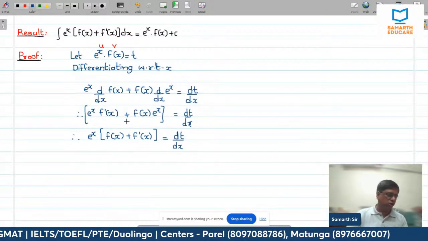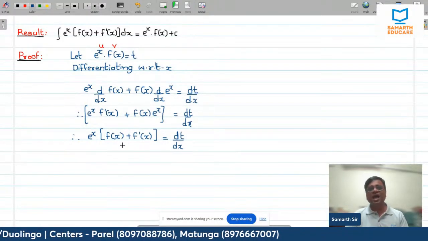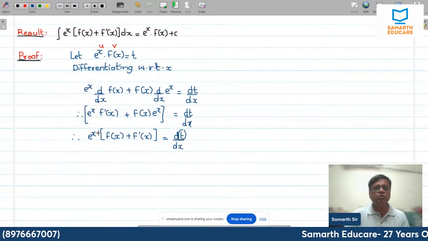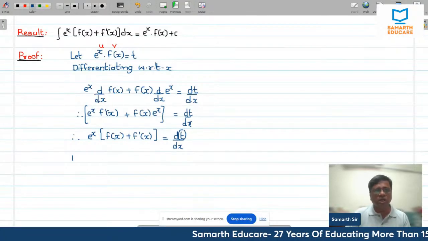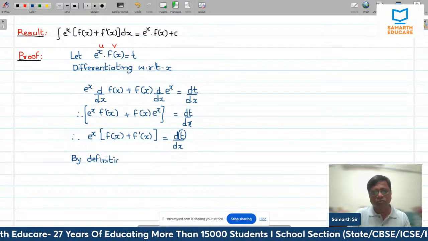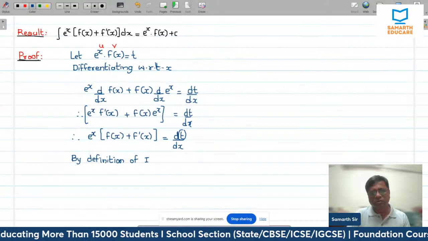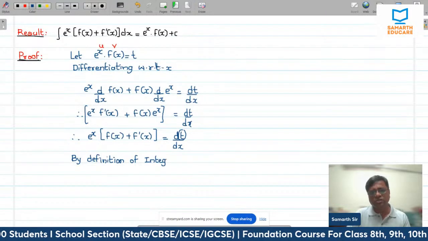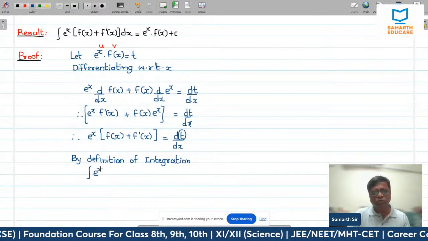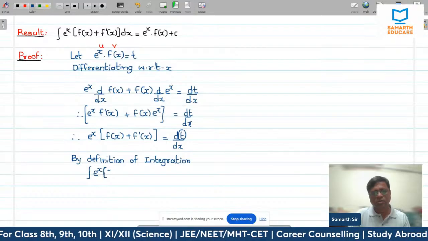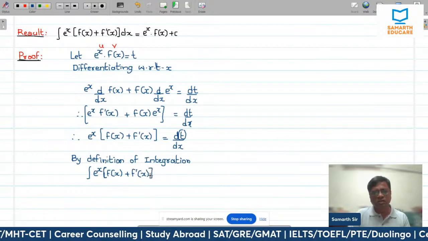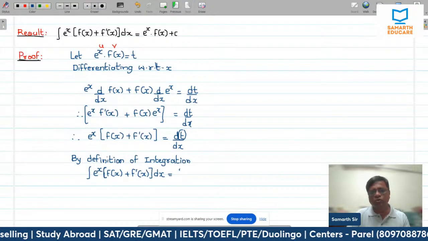Naturally, the integration, according to the definition of integration, because integration is anti derivative, if the derivative of t is e raised to x into f of x plus f dash x, then naturally by definition of integration, the integration of e raised to x into f of x plus f dash of x with respect to x will be equal to t, right?